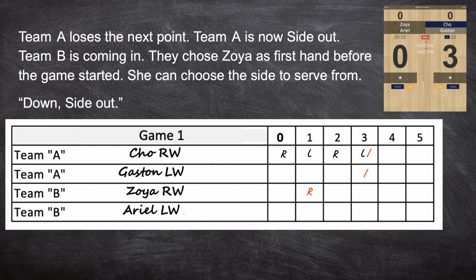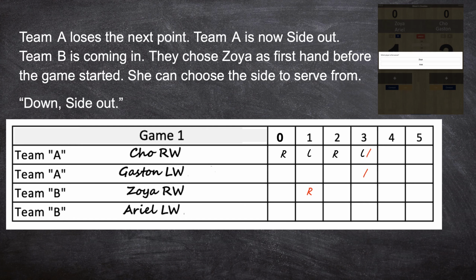Team A loses the next point. Team A is now side out. Team B is coming in. They chose Zoya as their first hand before the game started, so she can choose the side to serve from. Down, side out. This referee call is made when the point is decided and it declares a change in server.